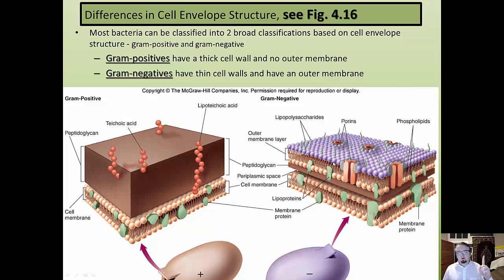So I talked about the gram positives. Let's take a look at the gram negatives. The gram negatives are gonna have a cell membrane, just like the gram positives and just like all other organisms, like I mentioned.